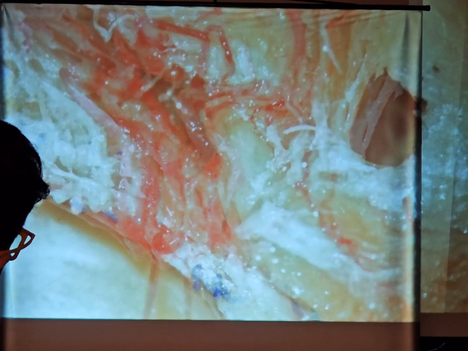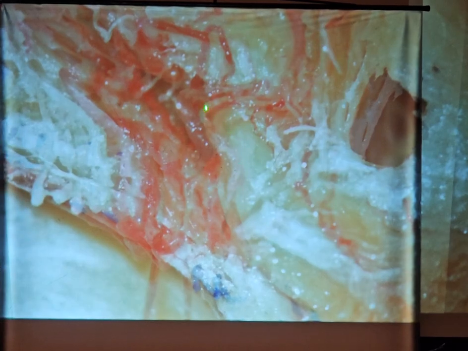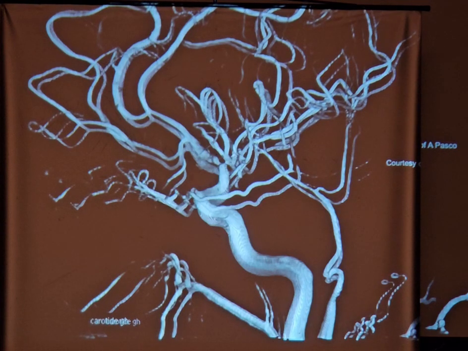Another specimen again on the left with the eyeball, the optic nerve, the ophthalmic artery, and here the middle meningeal artery anteriorly and anastomosing here with the ophthalmic artery. We know that we may have other variation. Have a look here.